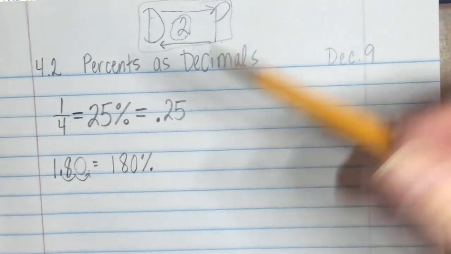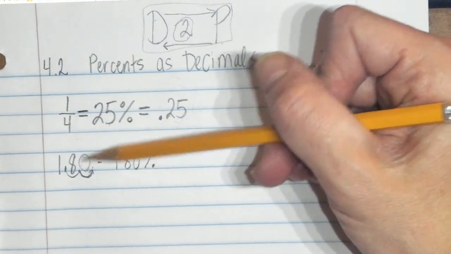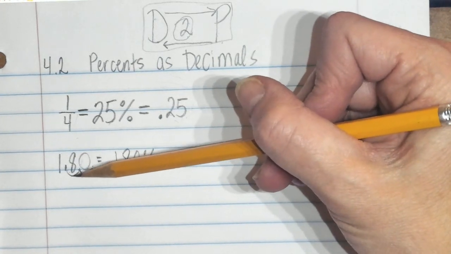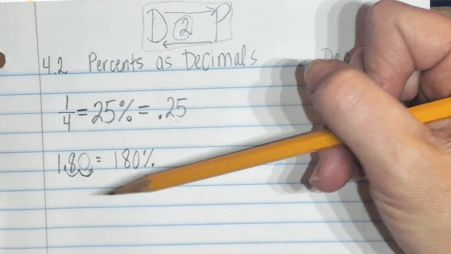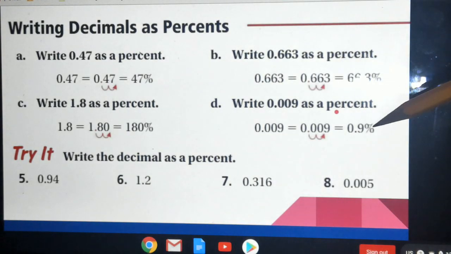You got to make sure that you move that decimal 2 places, and if you have an empty dip there, you need to fill it in with a 0. This is how we show our work when we do this. So you want to make sure you're showing those dips along the way as you're solving the problems. Okay, so that one works that way.